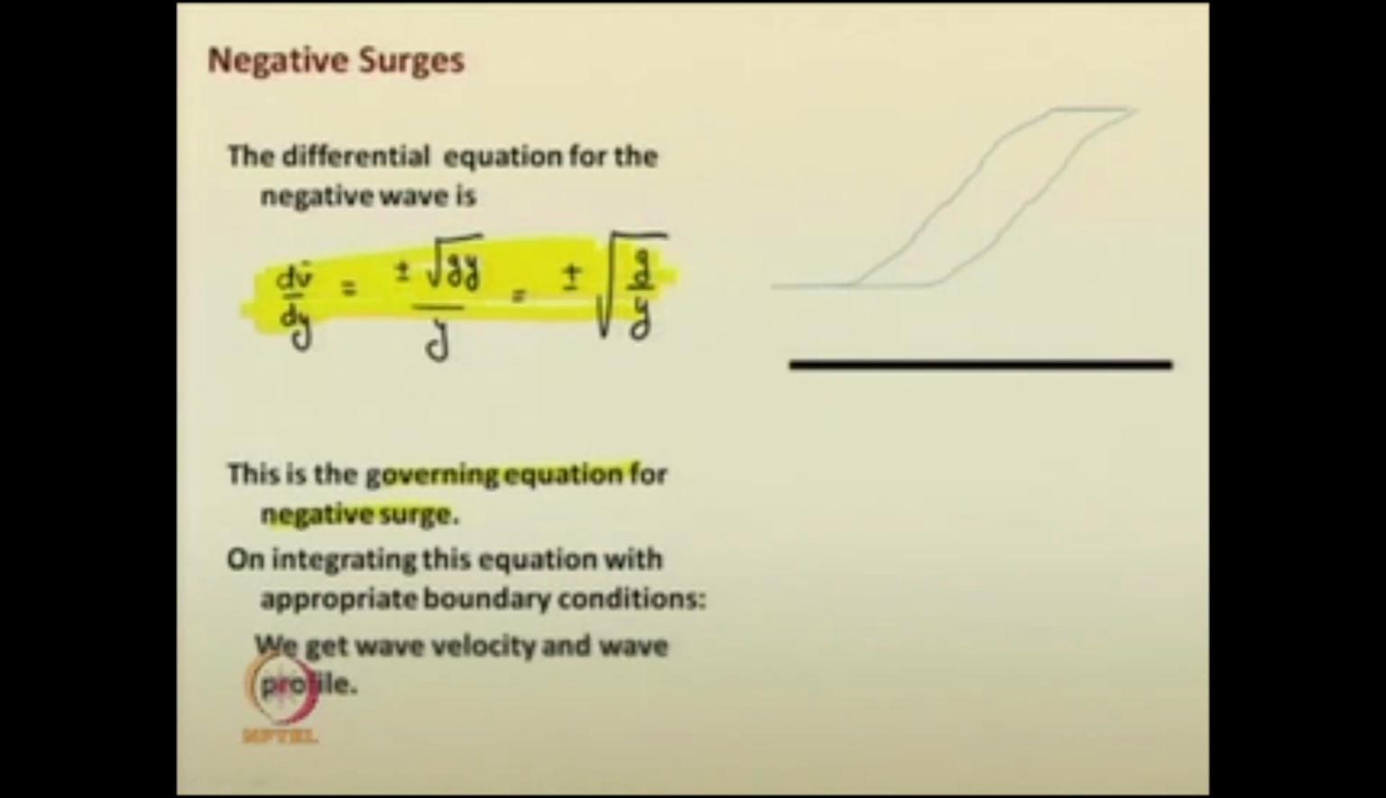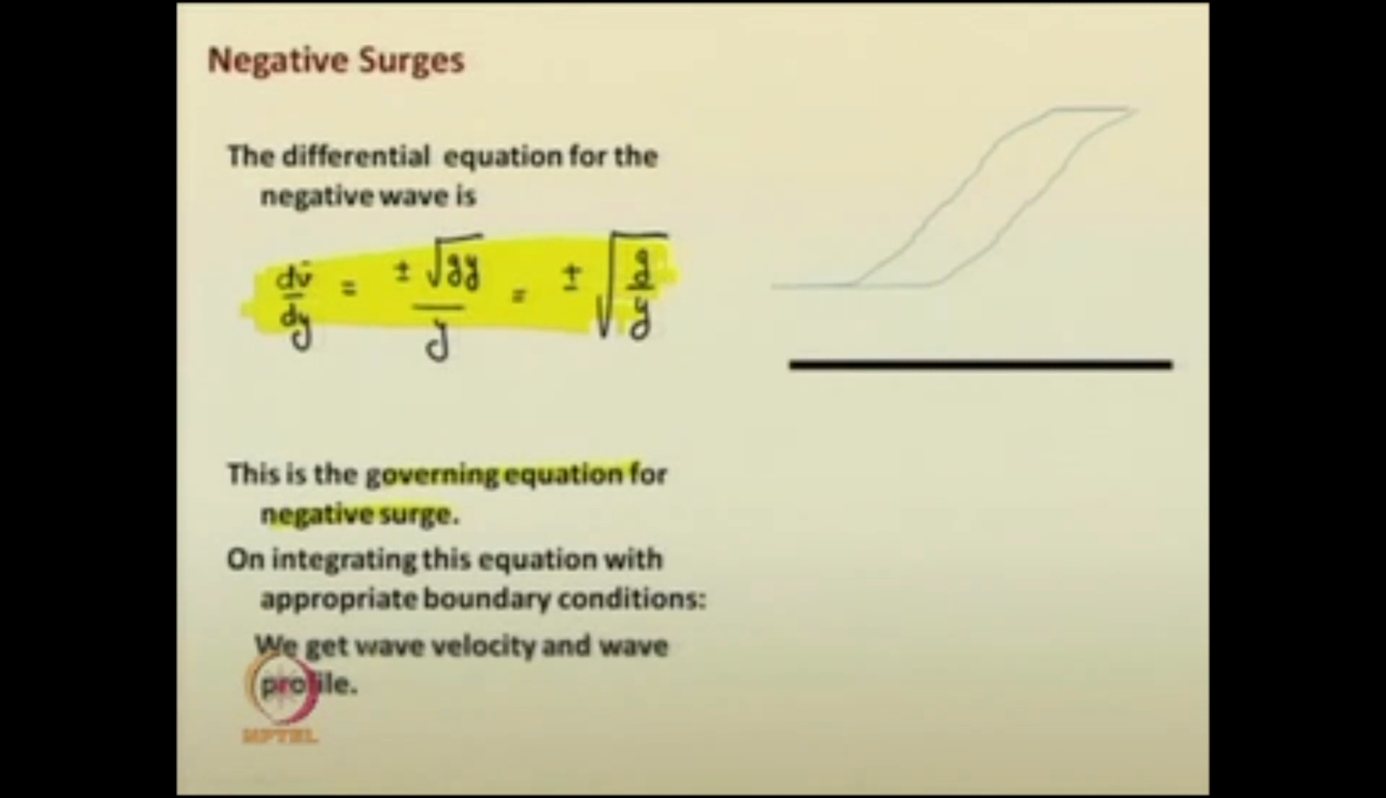So, this is a differential equation. On solving, you will see that v is dependent on y, and solving, you will get the velocity v at any depth y, or at any flow depth where the flow depth is y, at any location you will get that particular velocity. That is the meaning.